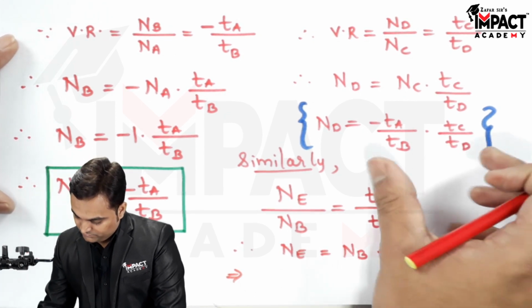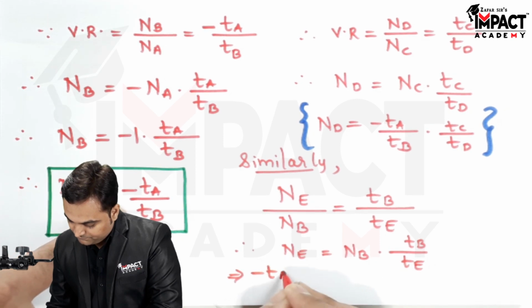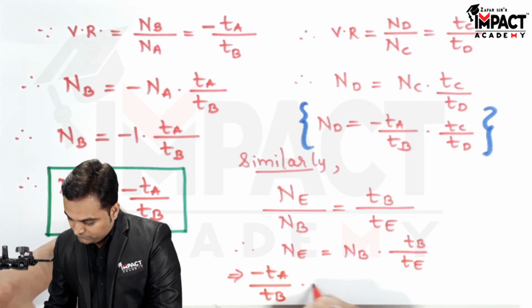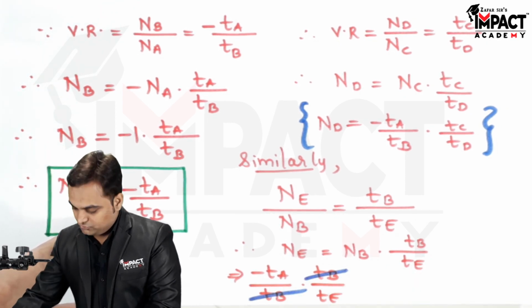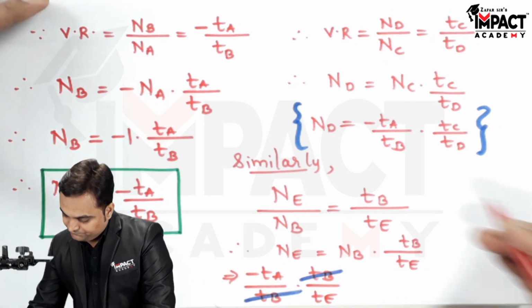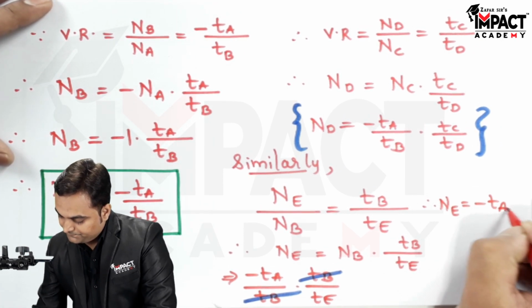So NB, the value we have here, which is minus TA by TB into TB upon TE. TB and TB get cancelled. So what remains here is NE is equal to minus TA by TE.